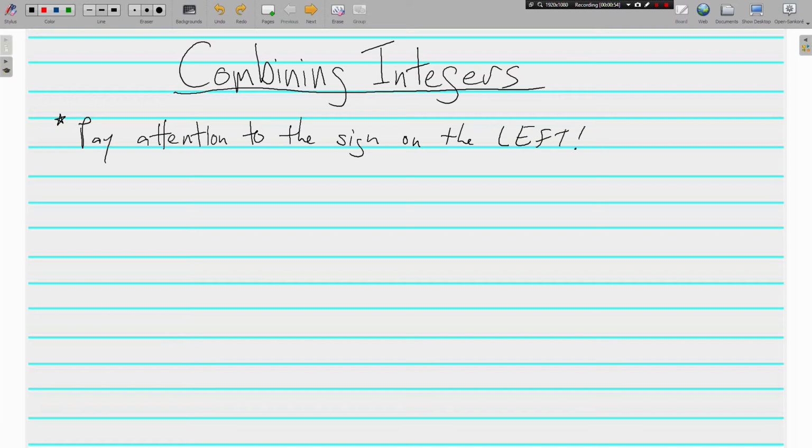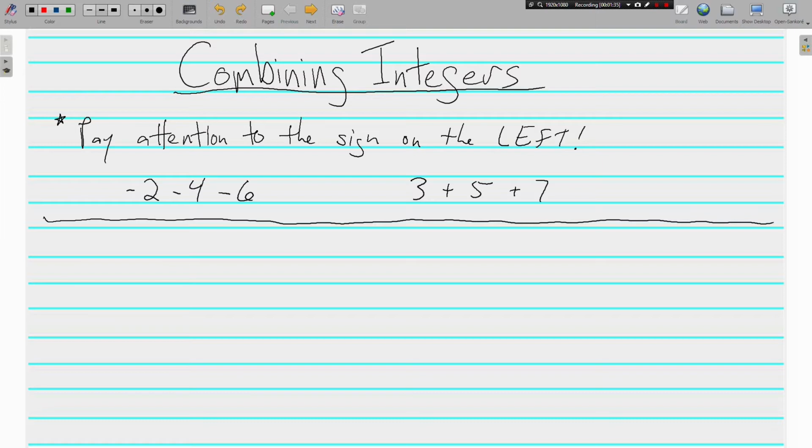Okay, right here we have a -2, a -4, and a -6. Well, isn't that -2 minus 4 minus 6? Yes, those are pretty much the same thing. But each one of these terms has one sign on the left of it, and it's a negative. 3 plus 5 plus 7 is the same thing as +3, a +5, and a +7 all being combined. Alright? Pay attention to the sign on the left.